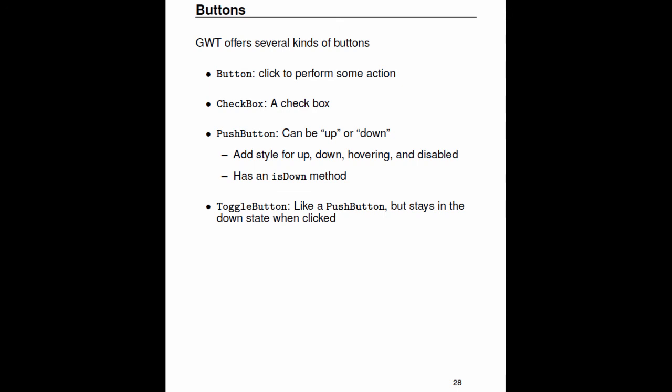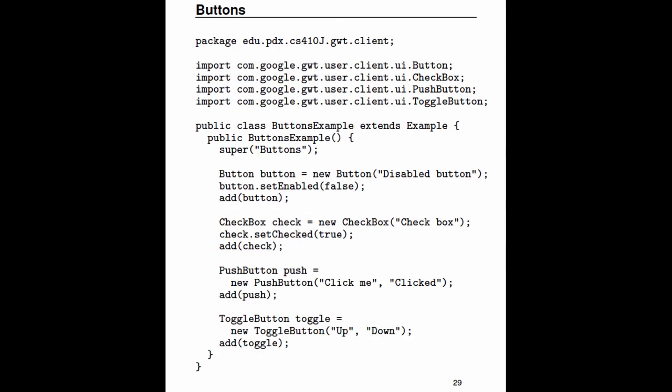Also something called a toggle button, which is like a push button, but it stays in the down state when clicked. So here it's more of an on or off as opposed to an up or down. Here's using the API. Create a new button object, you give it a label. You can set whether or not the button is enabled. Checkbox, you can set whether or not it's checked. And a push button may have different labels depending on whether or not it's clicked. And similarly, a toggle button may have different labels depending on whether or not it's up or down.